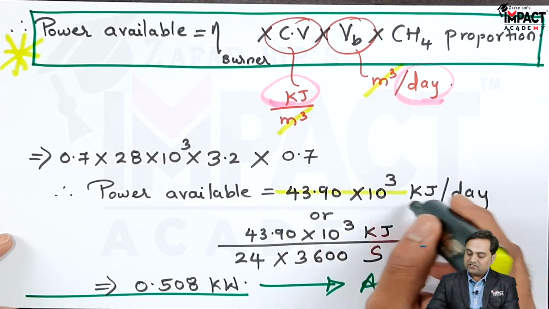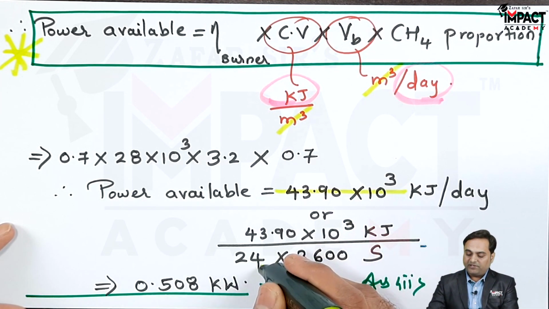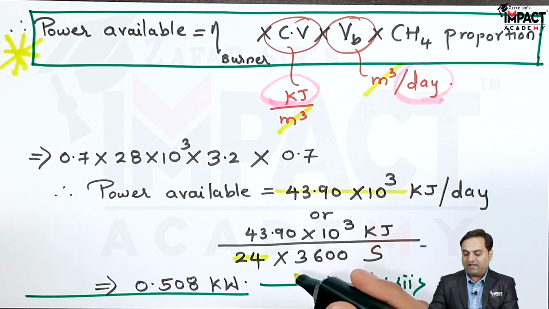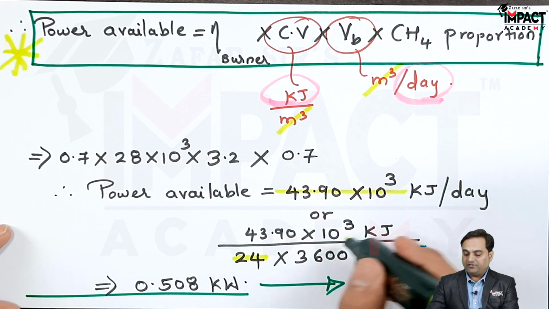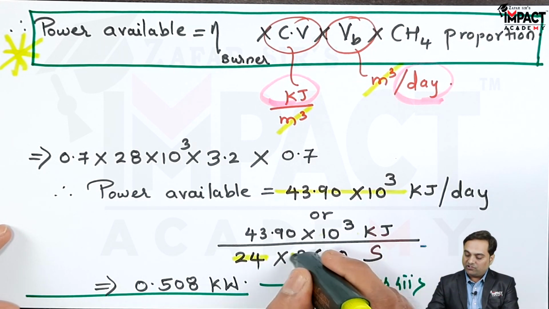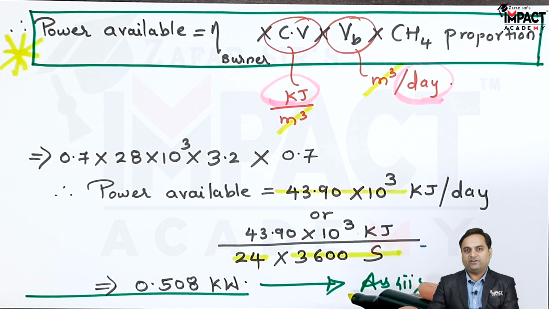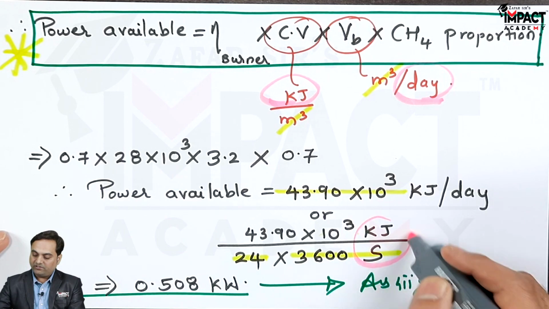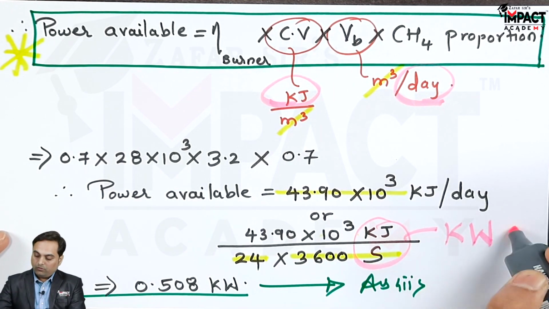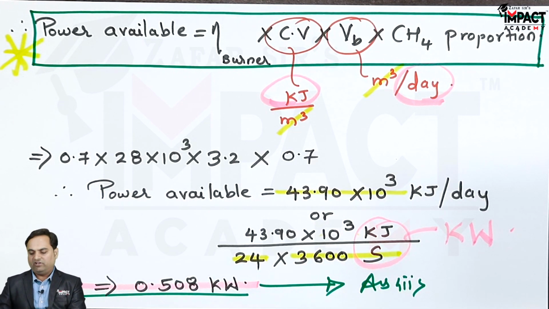So per day, this much kilojoule of heat or energy is available to us. Dividing this by 24, considering a day has 24 hours, gives the value in kilojoule per hour. Again dividing by 3600 seconds gives the value in kilojoule per second, and kilojoule per second is nothing but kilowatts. So the power available finally comes out to be 0.508 kilowatt. This is the power available from the biogas plant, and with that the problem is completed.